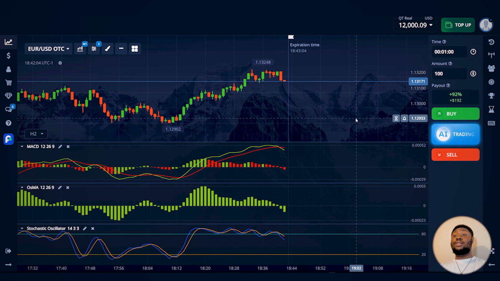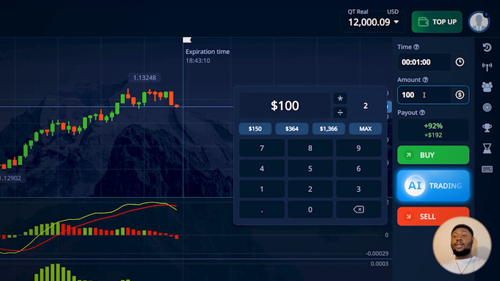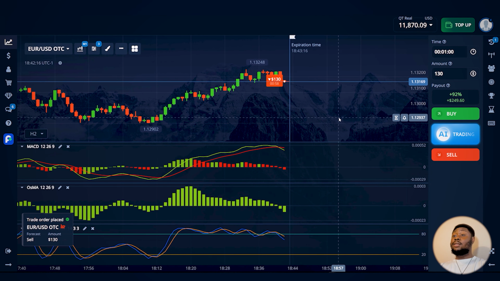I'll take the situation into account and open the first trade. I'll use 1 minute for the trading time, and I'll start with an amount of $130. My focus is that the price will decrease. It's time to open a trade.